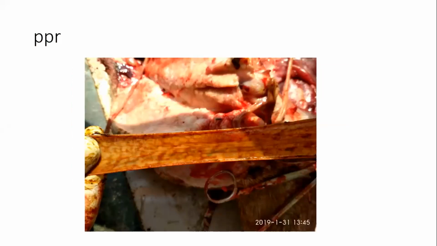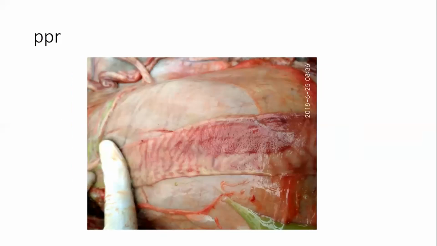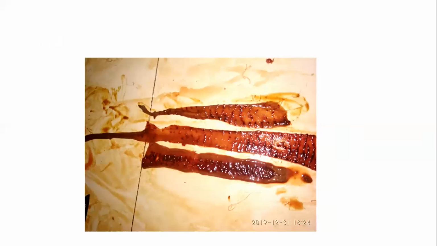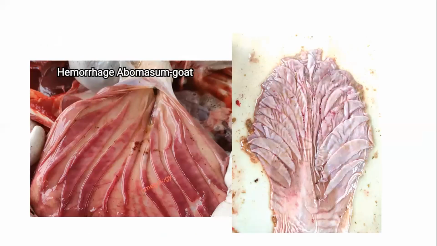So typical zebra type of markings are there. Then Peyer's patches are much more necrosed and enlarged. Here you can see different types of lesions. Sometimes there are hemorrhages on the abomasum. Abomasum will have the hemorrhages. Erosions are there. Extensive inflammation is there.